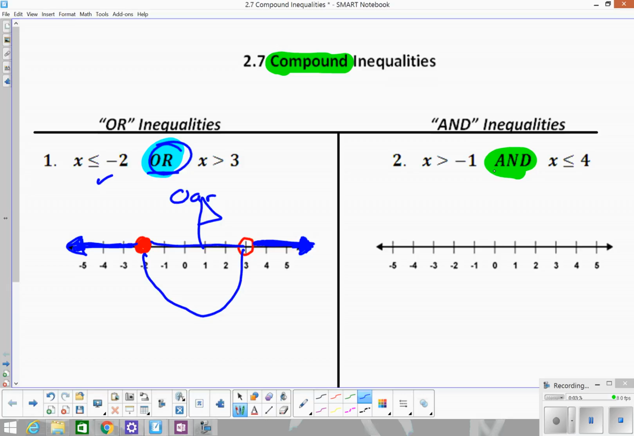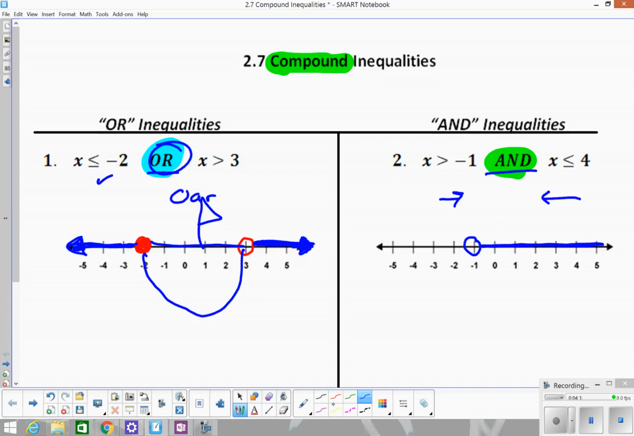Now, if I talk about and inequalities, it's almost the opposite of an or. They're not going to go outside; they're always going to go into each other. Same thing, I want to graph x is greater than -1. So I'm going to have an open circle on -1, because it's just greater than. Now I'm talking about all my x values that are greater than, so all of these values. Okay, good.